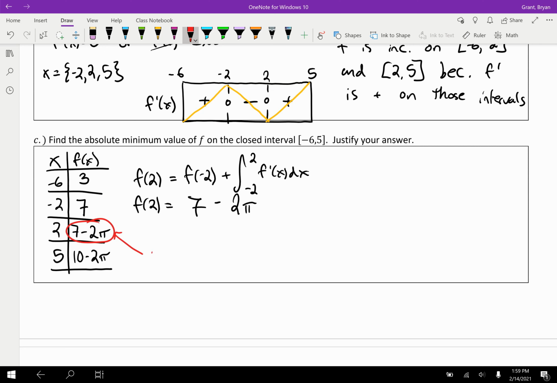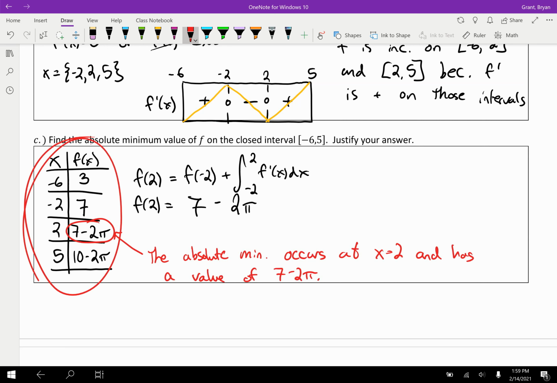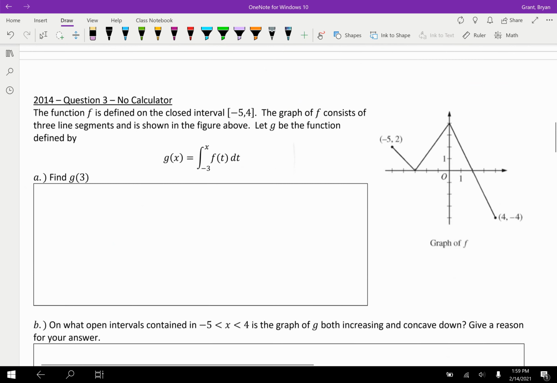I would say something like the absolute minimum occurs at x equals 2 and has a value of 7 minus 2 pi. Okay. Just a quick sentence is not a bad thing at all. And then you're good. There, it says justify your answer. This is the justification. Correctly using your candidates test is your justification. All right, so there's our first of two examples.